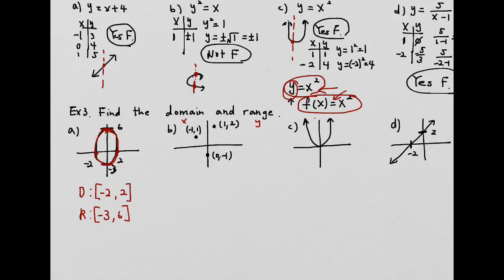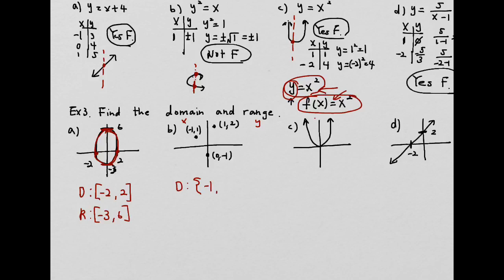Next one, your domain is going to be points. It's not a connected line, right? So it should be in braces, because you're just looking at those particular points, not between two values. So use the braces. The smallest domain x here is going to be -1.